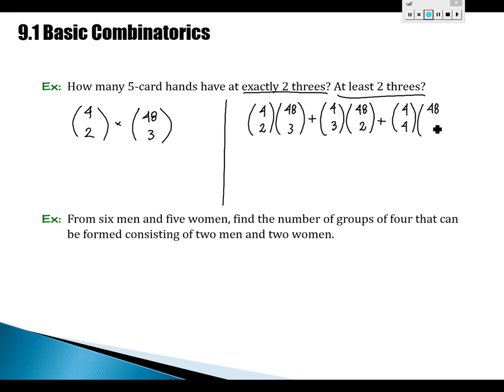I think we're okay. All right, so this is it, and then we're done there. We can't do 4 choose 5 and 48 choose 0. You can't get 5 threes, right? So we're done there. This is the total number of ways we already established of getting exactly 2 threes and 3 non-threes. This is the number of ways of getting exactly 3 threes and 2 non-threes, and this is the number of ways of getting exactly 4 threes and 1 non-3.